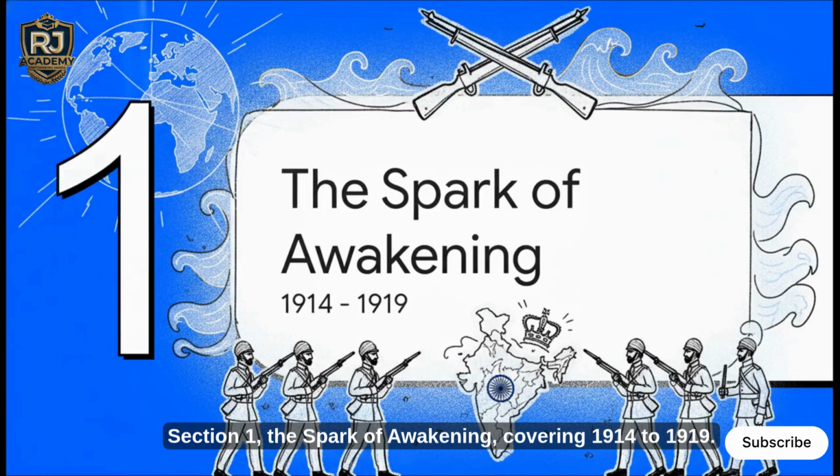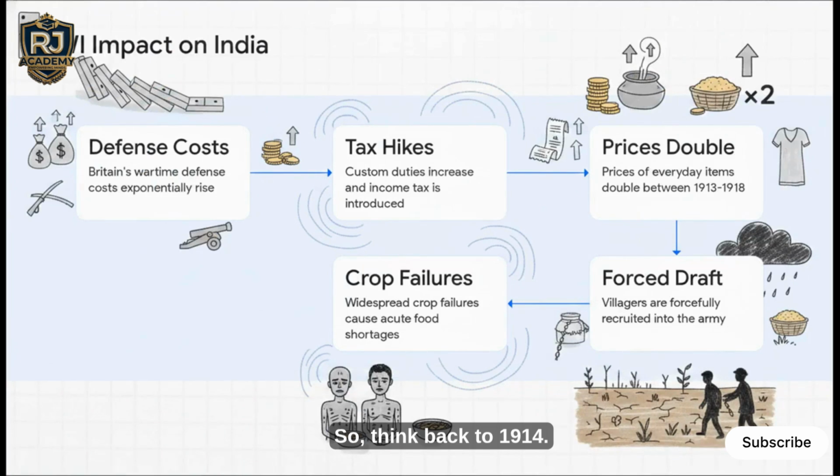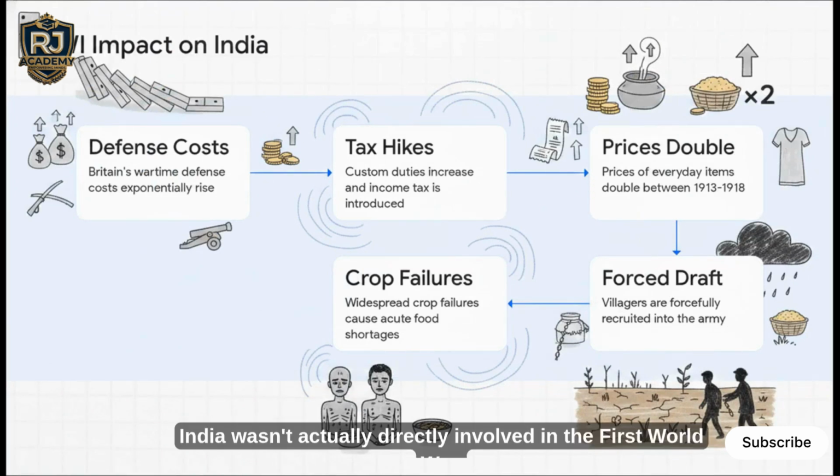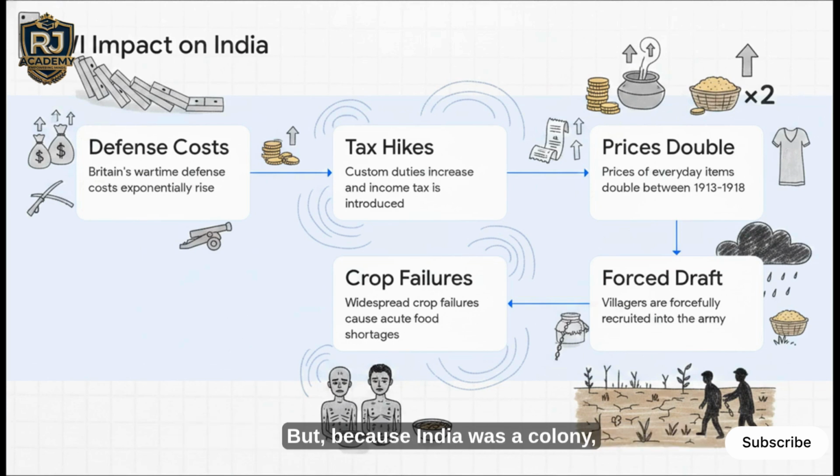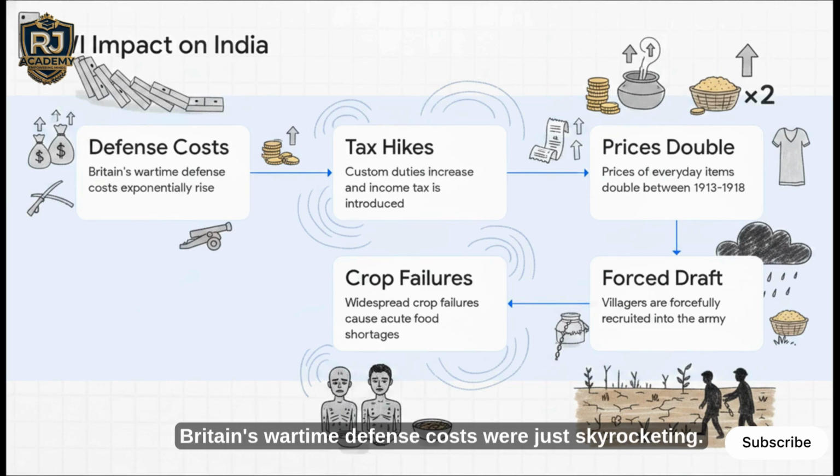Section 1, The Spark of Awakening, covering 1914 to 1919. So, think back to 1914. India wasn't actually directly involved in the First World War. But because India was a colony, this global conflict triggered an absolute domino effect. Britain's wartime defense costs were just skyrocketing. So what did they do? They hiked up custom duties and slapped on an income tax in India.